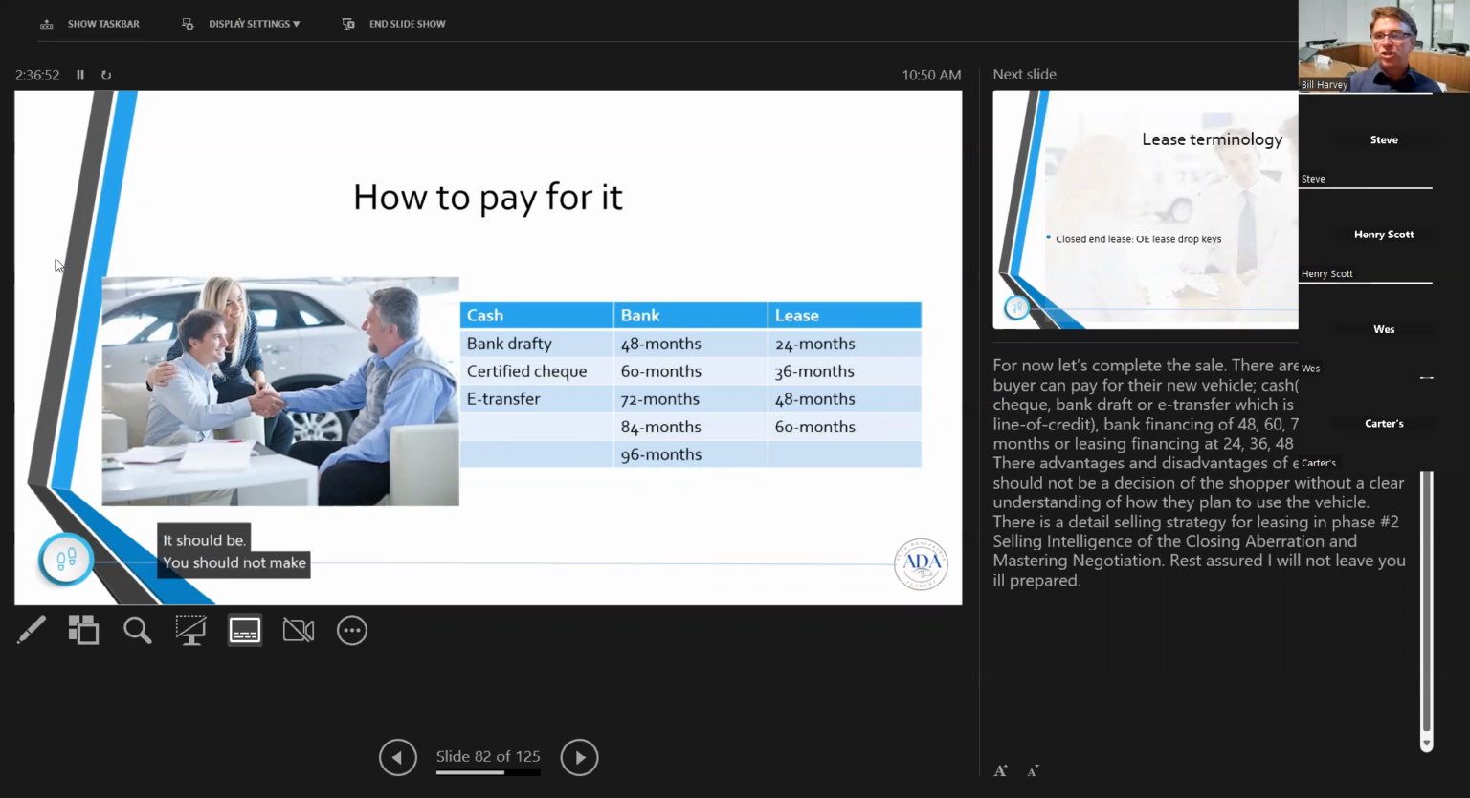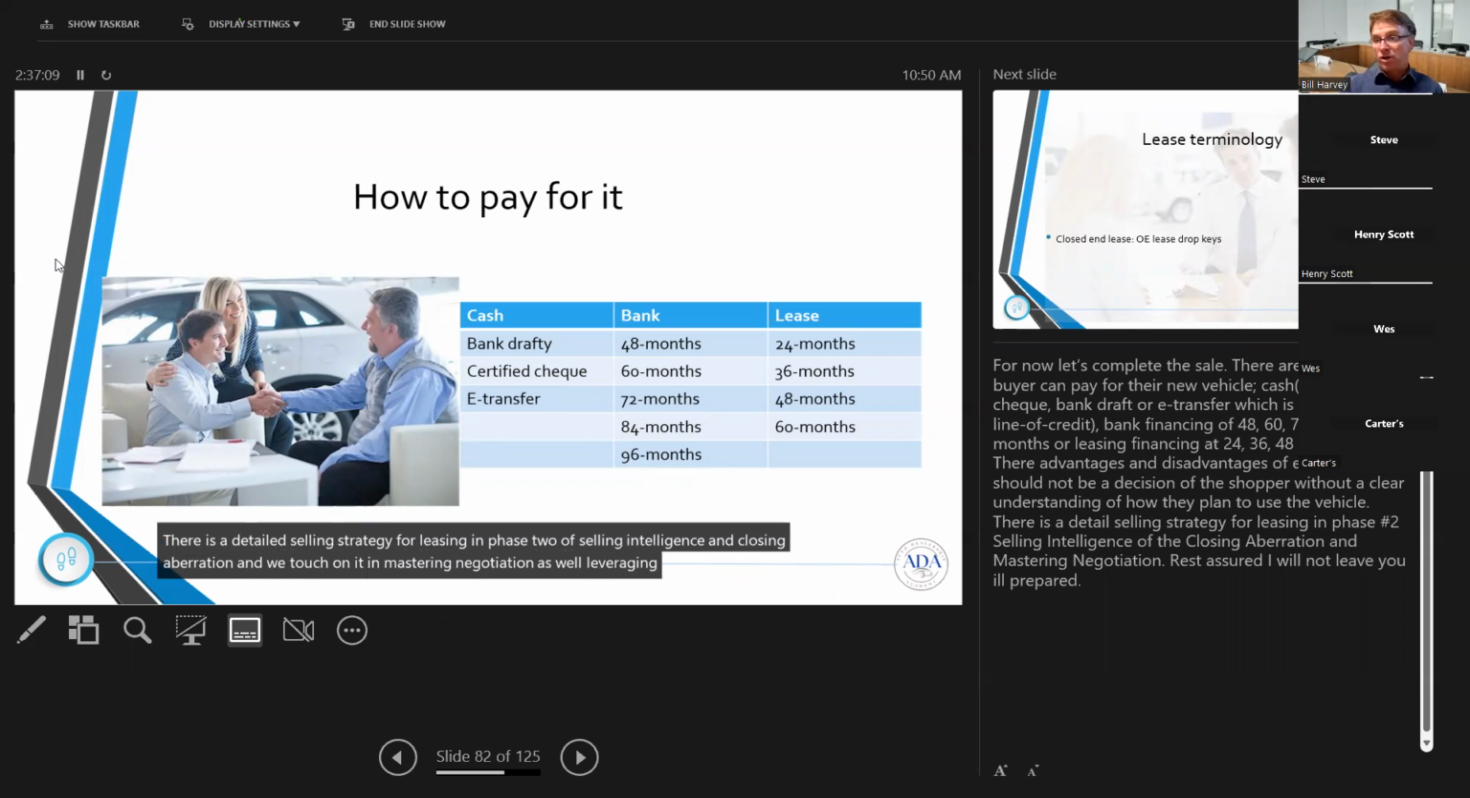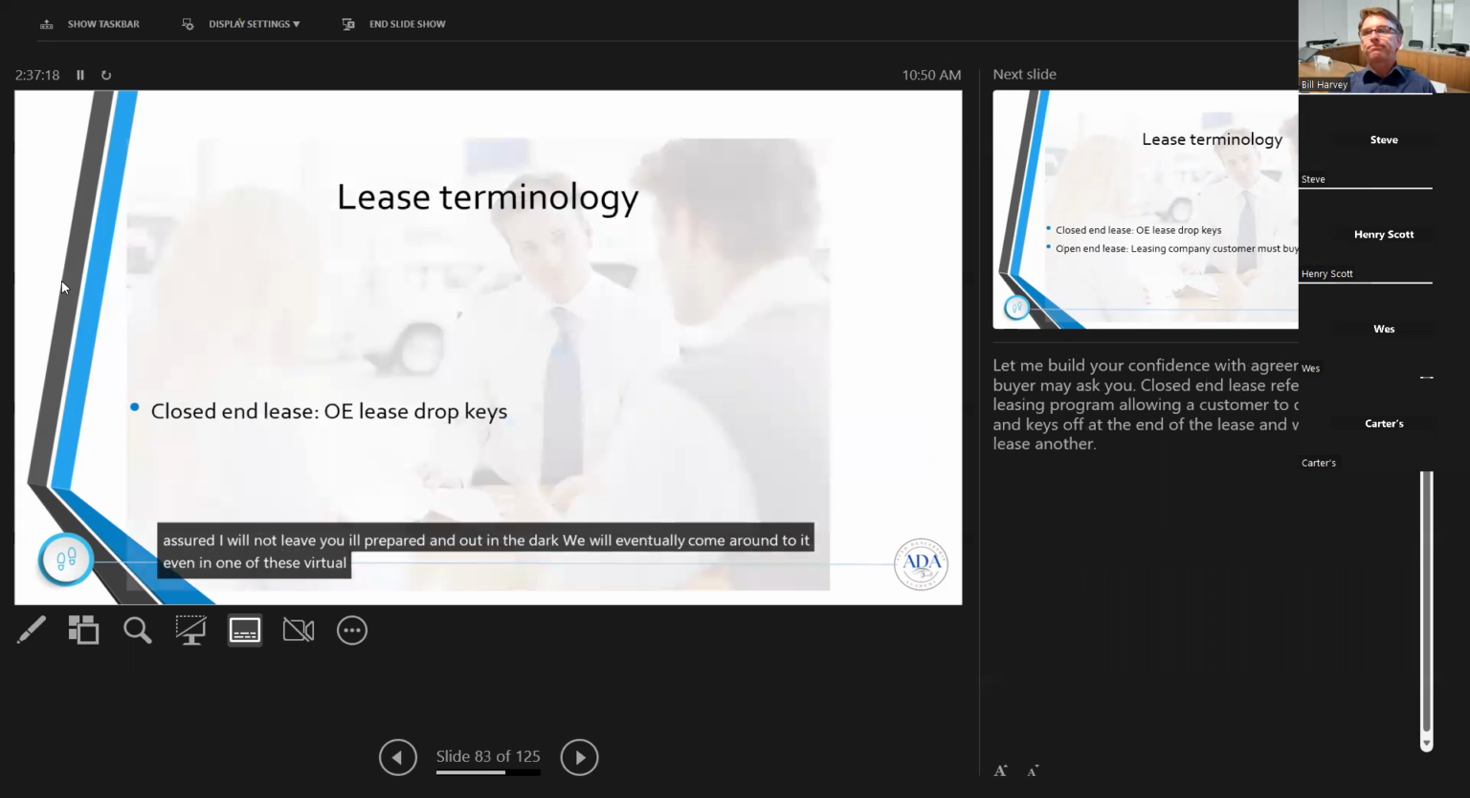the decision for the shopper without a clear understanding of how they plan to use their vehicle. There is a detailed selling strategy for leasing in phase 2 of selling intelligence and closing. And we touch on it in Mastering Negotiation as well, leveraging it as a choice. Rest assured, I will not leave you ill-prepared and out in the dark. We will eventually come around to it, even in one of these virtual classrooms. So let me build your confidence with agreement terms that a buyer may ask you.